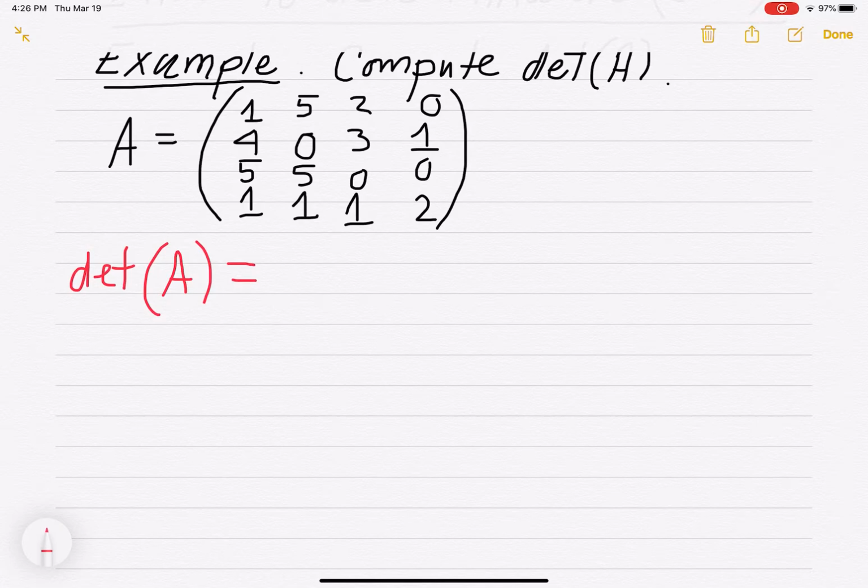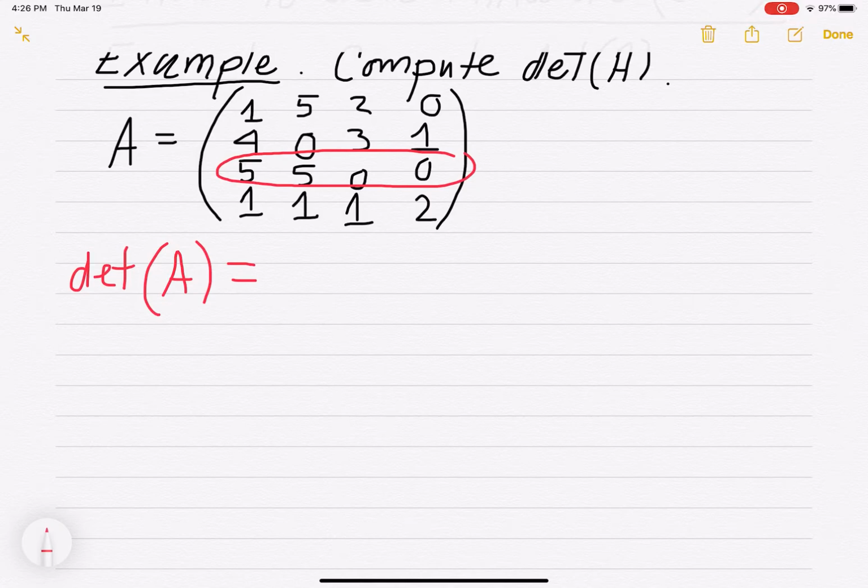Now, what row, what column do you want to go across? Well, you want to go across one of them that has at least 1 zero. Let's go across this one here. It has 2 zeros, right? It's going to make our work a little bit easier. The work will be easier here because we have 2 zeros. It's going to be a little bit less work.